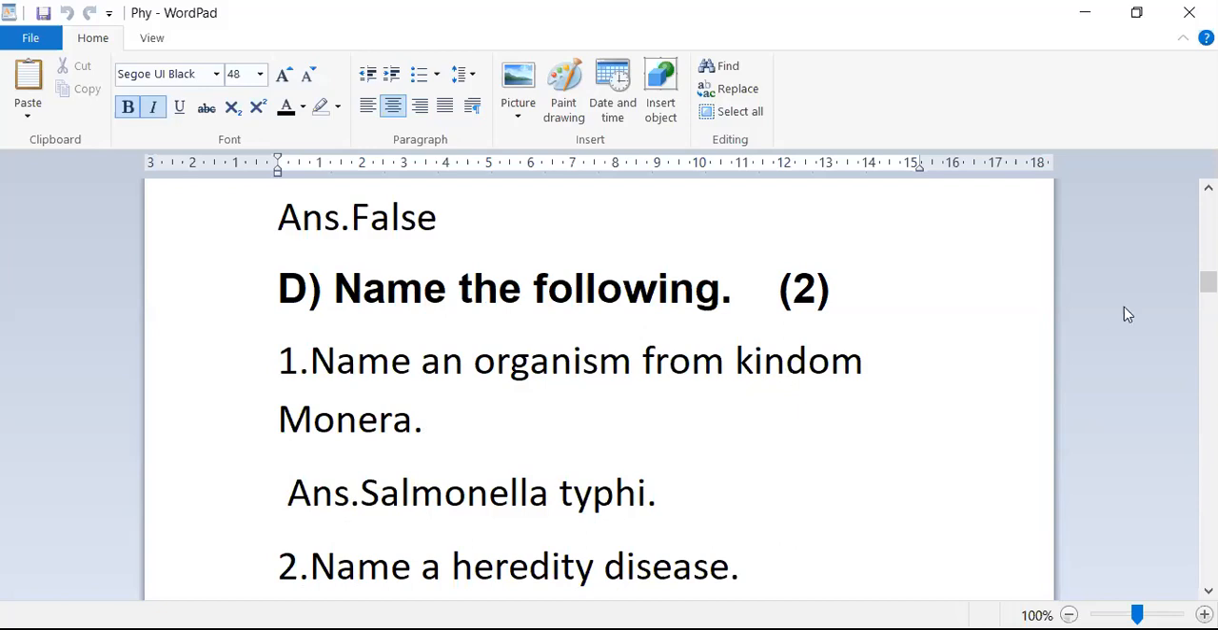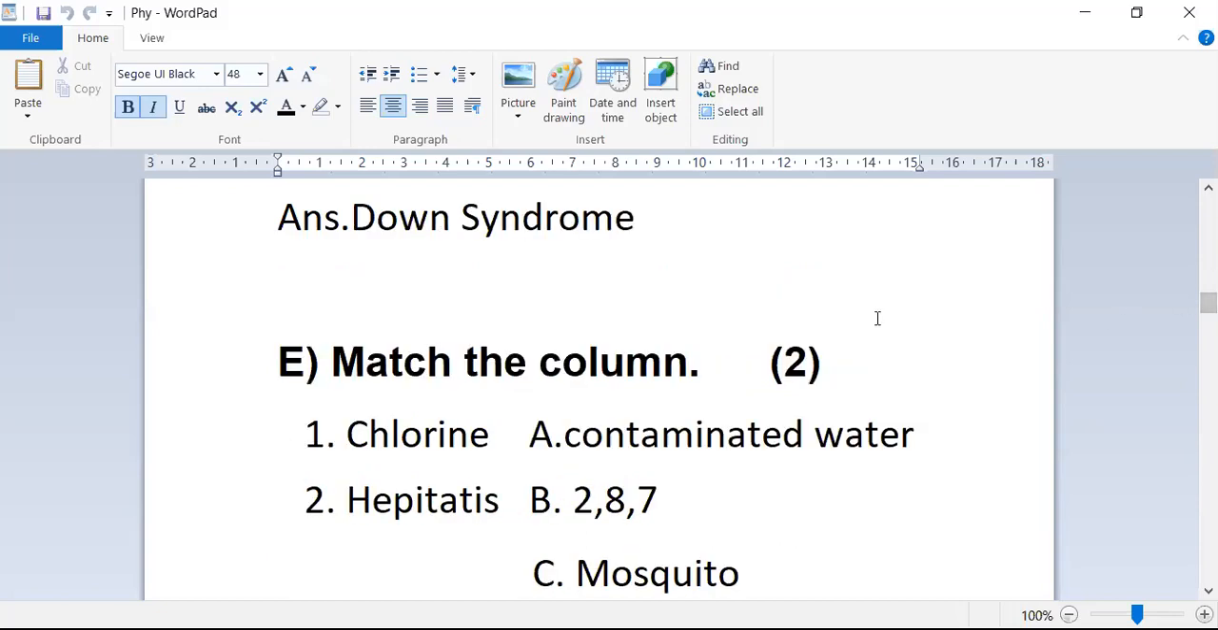Let us solve question number 1E. Question number 1E is match the following. Match the following consists of 2 sub questions. It also carries 1 mark each, that is, this question is of total 2 marks. There are 2 options. You have to match them. You have to write the answer at the bottom as shown. You have to write down the main question and the main question number. And this is how you solve match the column. Let us move ahead to question number 1F.